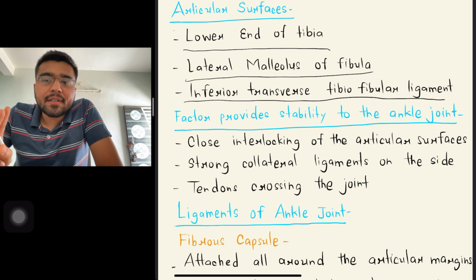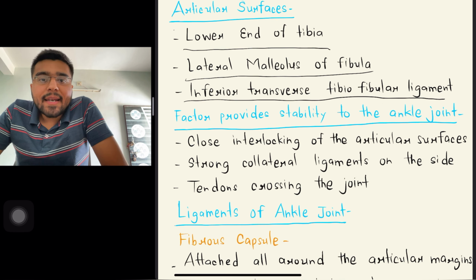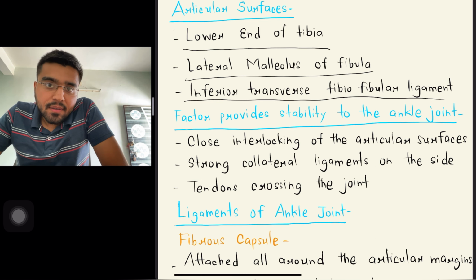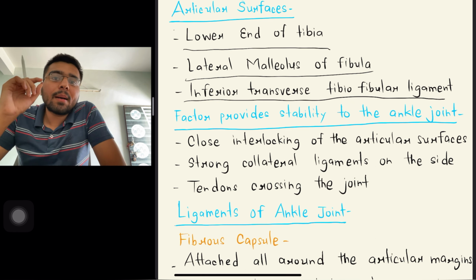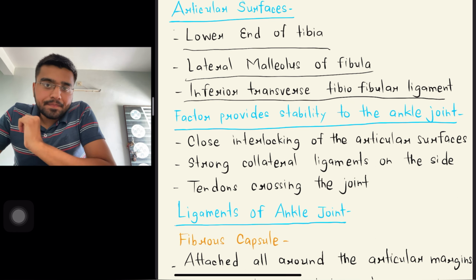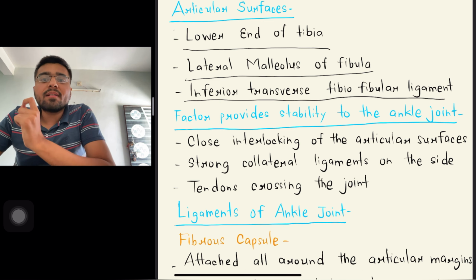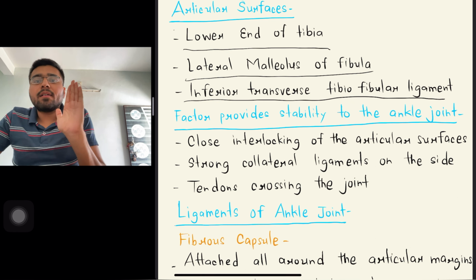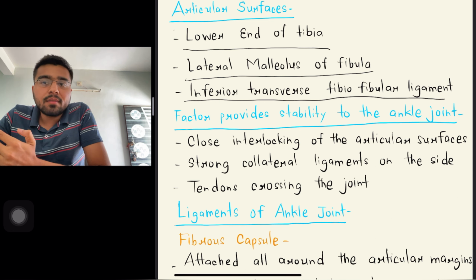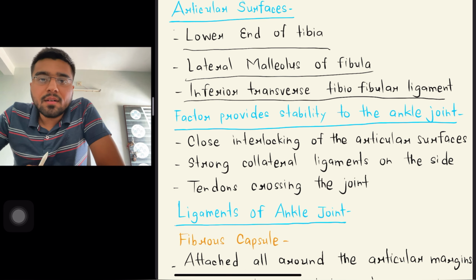The second important factor is strong collateral ligaments on the sides of the ankle joint. On the medial side and lateral side there are two collateral ligaments, the medial collateral ligament and the lateral collateral ligament. These two ligaments provide very important stability. These are very strong ligaments. And the third one is tendons crossing the joint. The tendons which cross the joint from medial to lateral and lateral to medial are the third important factor that provides stability to our ankle joint.